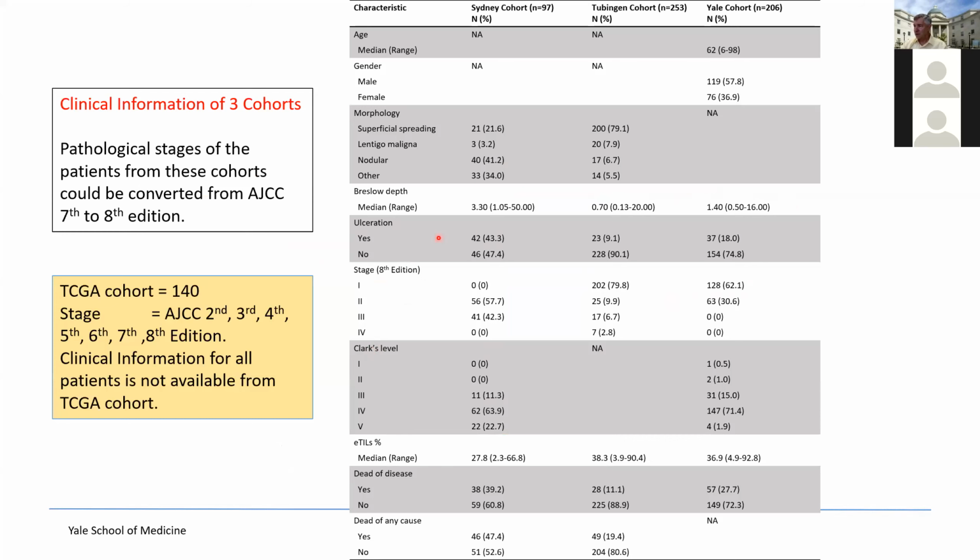Here are the other cohorts that we've looked at, and that includes a cohort from Sydney, Australia, a cohort from Tübingen in Germany, and the Yale and the combined Yale cohorts that are in a study that's now ongoing. And the ongoing study shows you a little bit of the distribution, in terms of ulceration and stage, et cetera. And you can see that these combined cohorts are mostly low stage patients. We've eliminated the high stage patients.